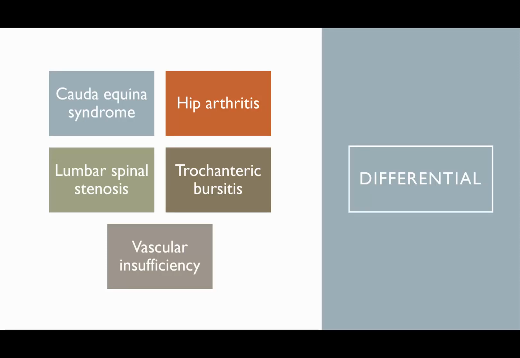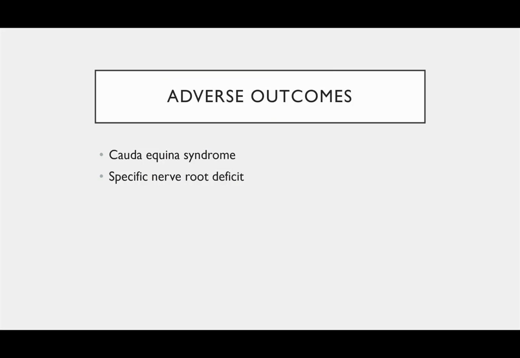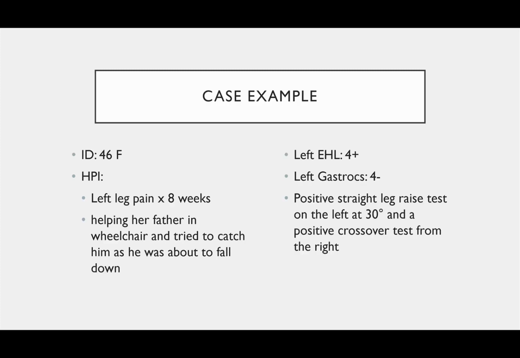So there is a differential to consider. We'll talk about cauda equina syndrome in the next lecture in Spine 2 and Spine Emergencies. So certainly this is in your differential. Hip arthritis, it's in the neighborhood, so that can cause similar symptoms. Lumbar spinal stenosis without necessarily significant disc herniation. Trochanteric bursitis of the proximal femur, and vascular insufficiency. Adverse outcomes: certainly a bad disc herniation that's untreated, resulting in cauda equina syndrome, can result in permanent deficits, and you can certainly get a specific nerve root deficit if you have a very severe or long-standing disc herniation affecting a nerve root.